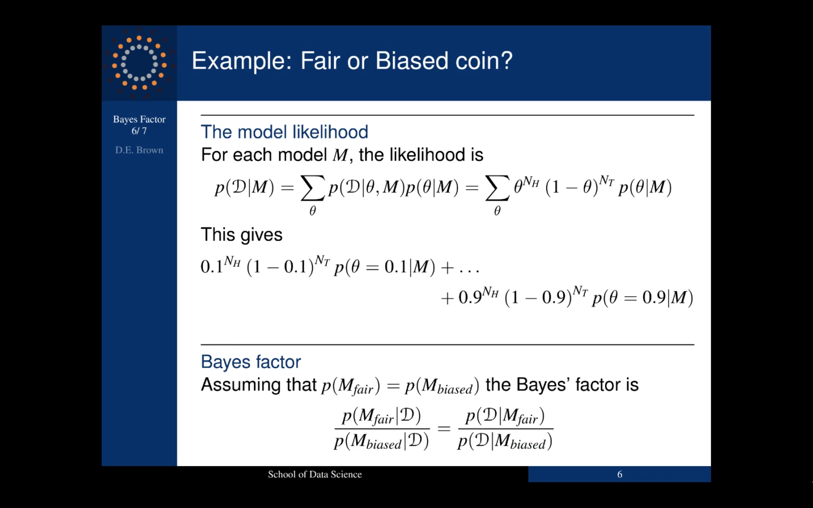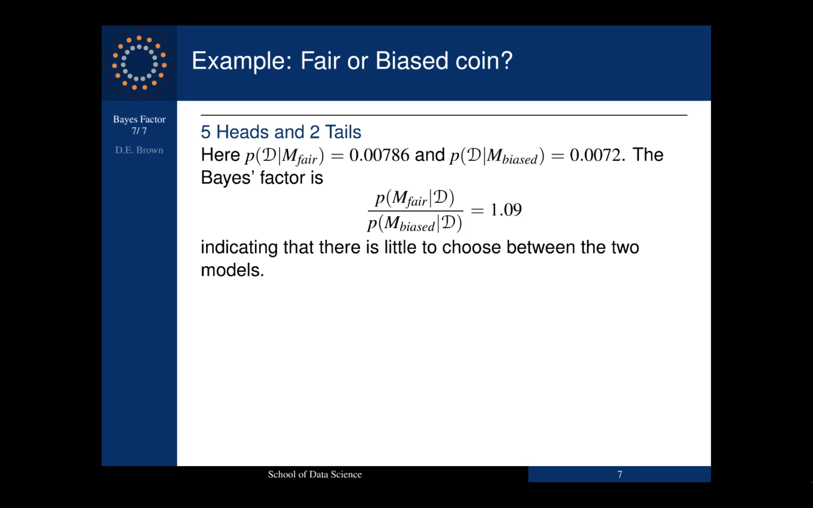So let's assume that the priors for each of these two are equal. So the prior distribution for a fair coin is equal to the prior distribution for a biased coin. So they cancel out, and we're left just with Bayes' factor, the likelihood ratio of the data given a fair coin over the likelihood of the data given a biased coin.